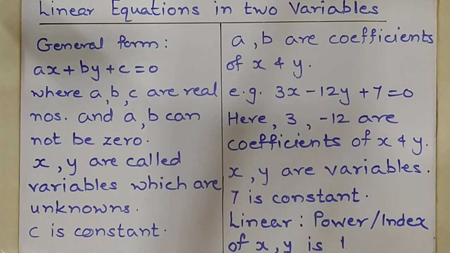We have four methods. First is the elimination method, which we have studied in 9th standard. Second, the substitution method, that also we have studied in 9th standard. Method number 3 is the graphical method, and method number 4 is the determinant method or Cramer's rule. This is new for you. We will be studying this for the first time in 10th standard.